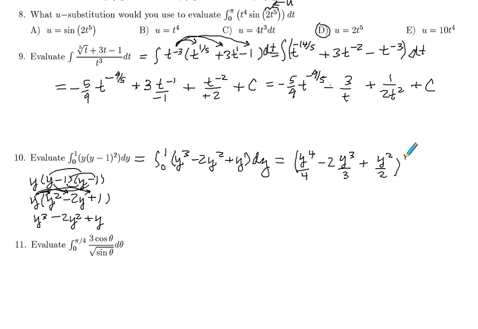And we are evaluating from 0 to 1. So plug in 1, plug in 0, subtract, and we're done. If you plug a 1 in here, 1 to any power is just 1, so that's going to be 1/4 minus 2/3 plus 1/2.